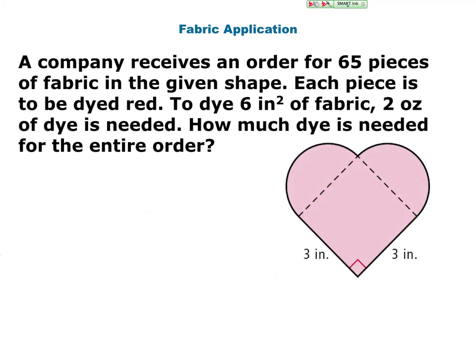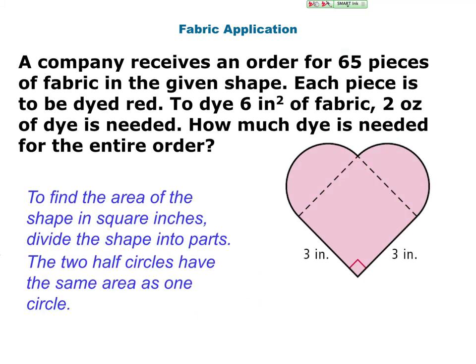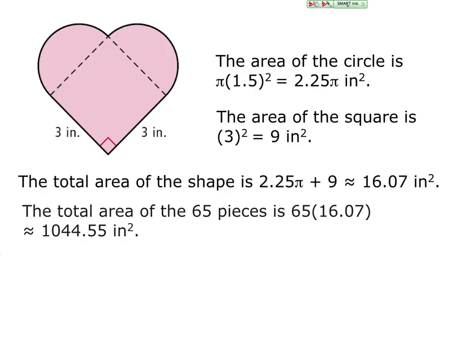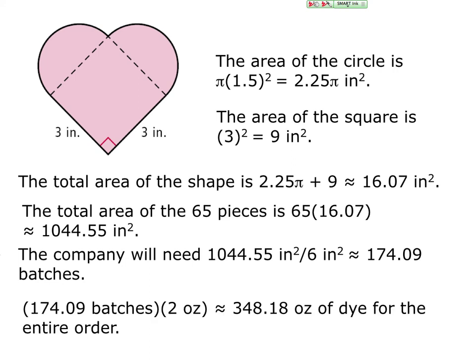So you can't round down. When you're doing things like having enough material to make something, you can't just leave off the extra. Well, what if they only sell whole? Depending. 348.18 batches of dye, or ounces of dye, okay? So if they only sold it in ounce bottles, you'd have to buy 349, and you'd have just a little extra. Yeah, you'd have to round up totally instead of down.